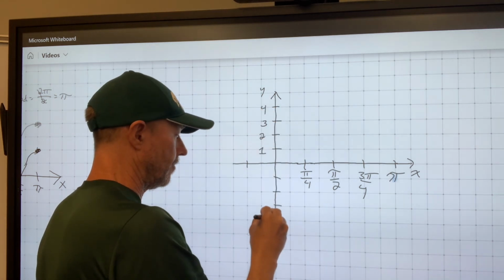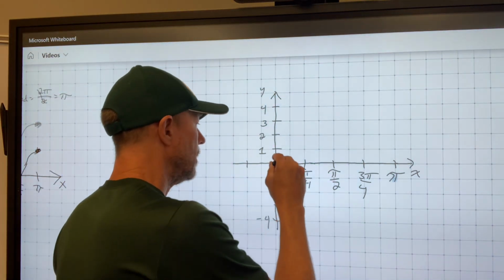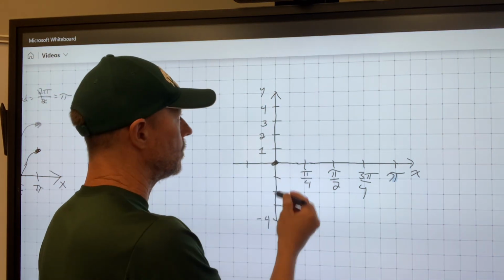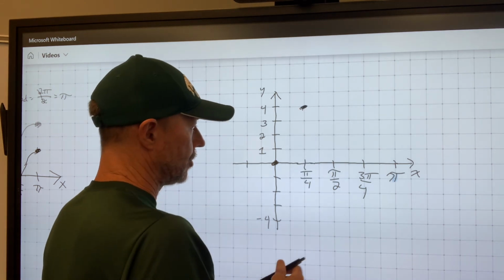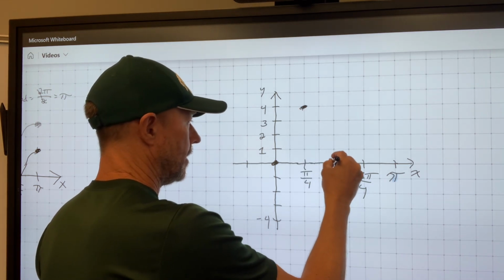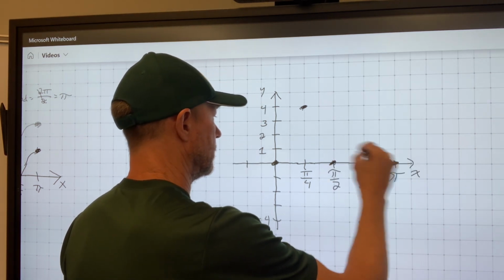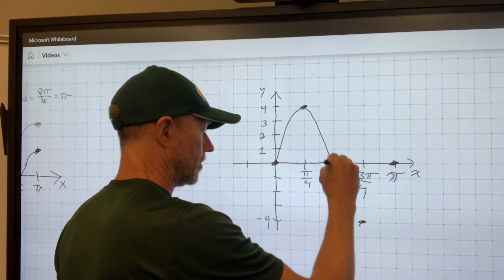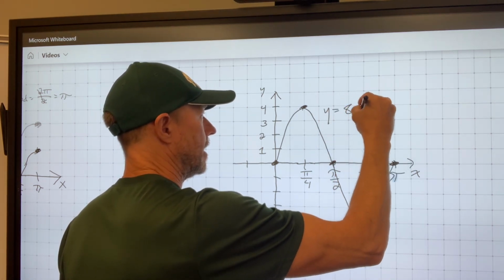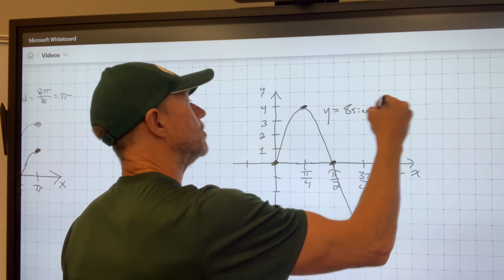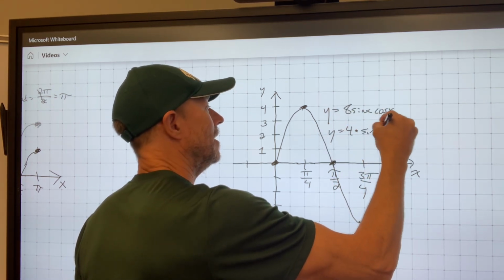So this is negative 4. Now sine starts at 0. So it starts at 0. It goes to its peak, which is now 4 because the amplitude was changed. Then it goes to 0. Then it goes to its trough, and then it comes back to 0. And the sine wave looks like this. And so this is y equals 8 sine x cos x, which is equivalent to 4 times sine of 2x.